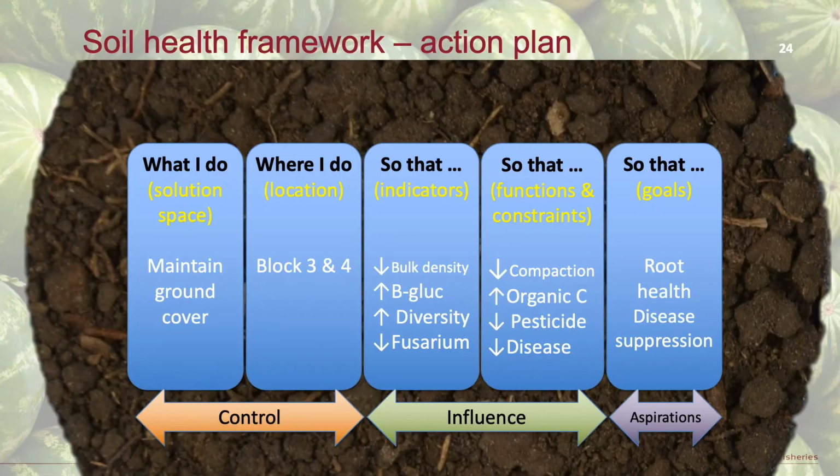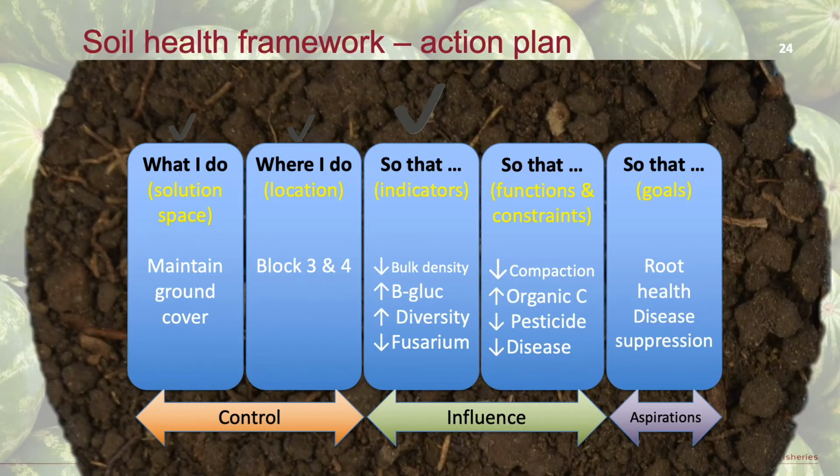If we go back to our soil health plan, we can see how we have progressed and how management changes have had an impact. We have implemented the vegetated ground cover practice, so tick. We have done this in blocks 3 and 4, so tick. More importantly, we have information that shows we have reduced soil bulk density, increased our beta-glucosidase enzyme activity, increased nematode biological diversity, and reduced the abundance of Fusarium oxysporums. So we get another big tick.